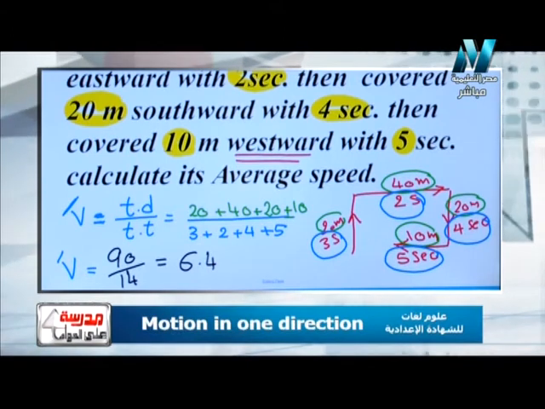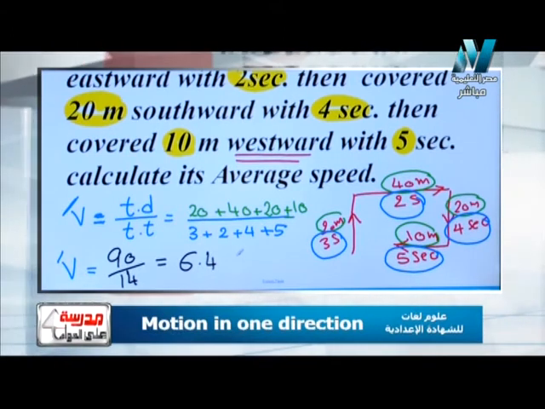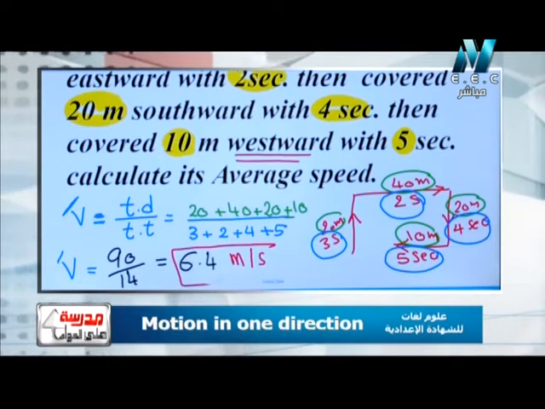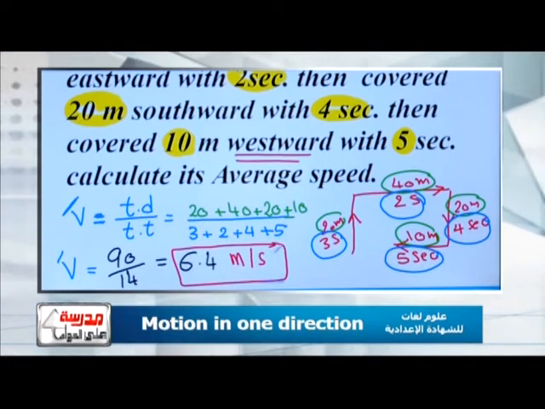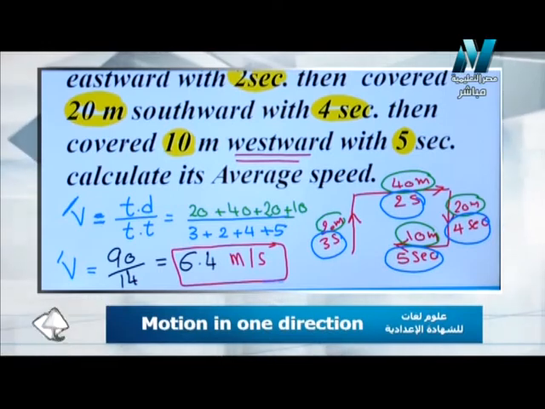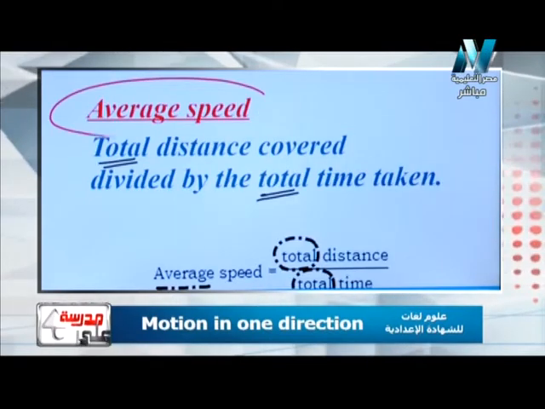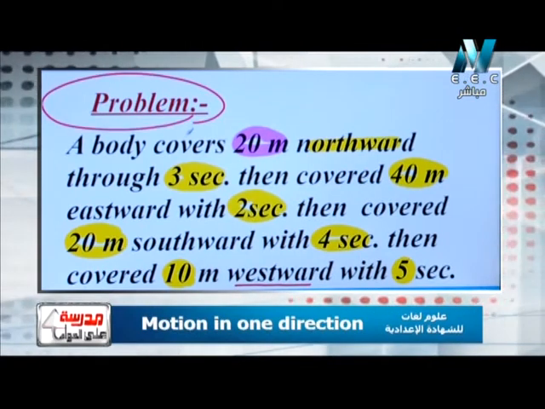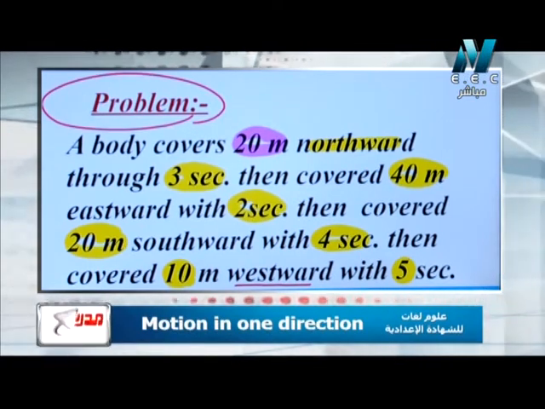6.4 meter per second. So here we can calculate the average speed, as we deal with average speed as definition and as problem. Okay. There is another definition for average speed.